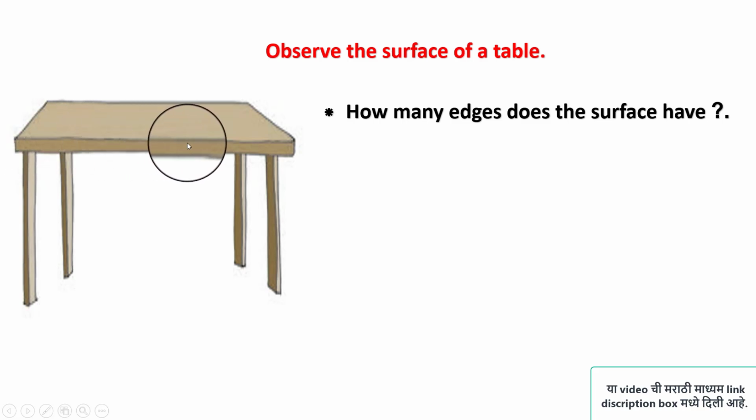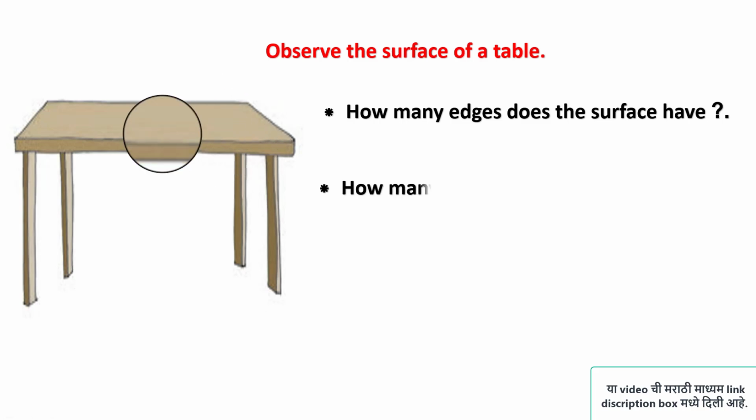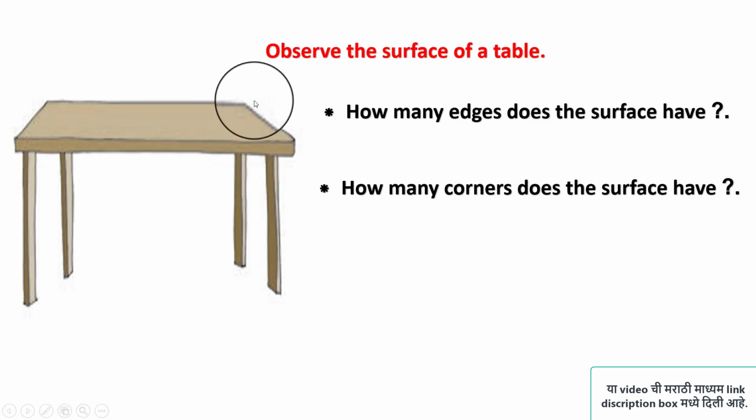This is the first edge, this is another, this one is another and this one is last. It means the surface has 4 edges. How many corners does the surface have? Let us find out the corners of the table. Here is the first corner, then this one is second, this one is third and this one is last, means fourth. It means the surface has 4 corners.